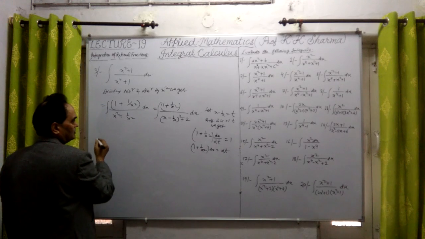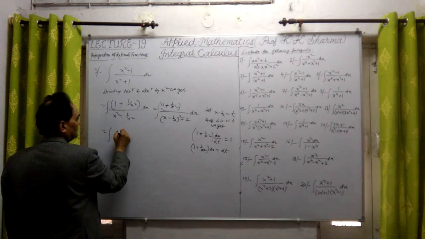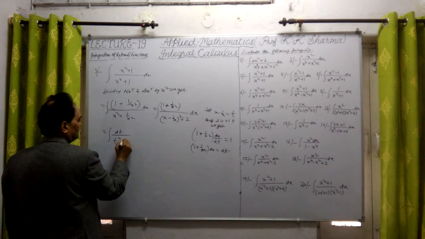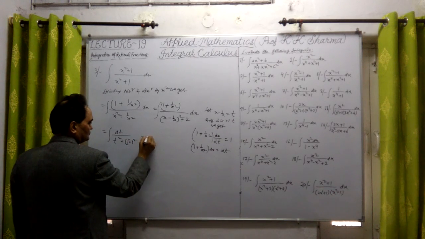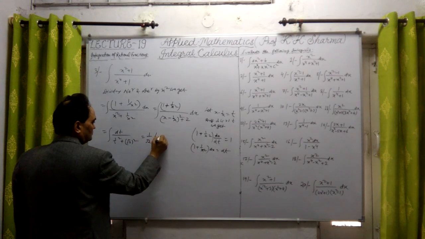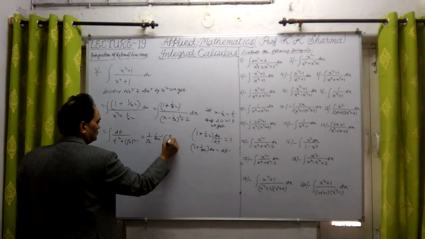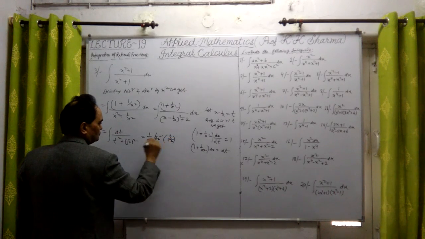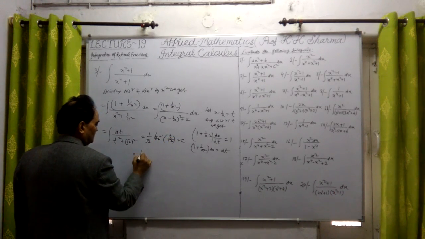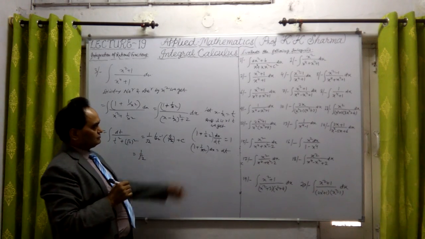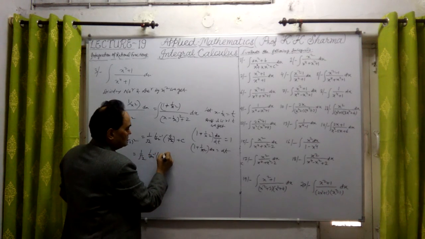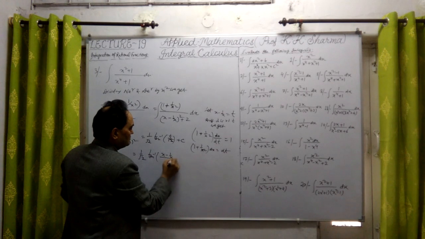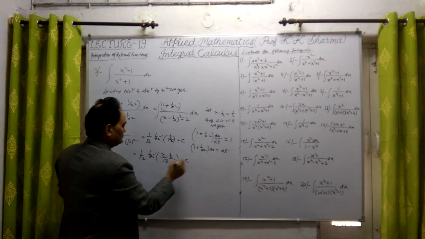Okay, so substituting the numerator here as dt, completely dt, divided by t square plus root 2 whole square. This is nothing but 1 upon a, a means root 2, into tan inverse t upon root 2, plus constant of integration. Let me write the value, substituting the value of t. What is t here? x minus 1 upon x. It will be tan inverse of x minus 1 upon x divided by root 2 plus constant of integration.